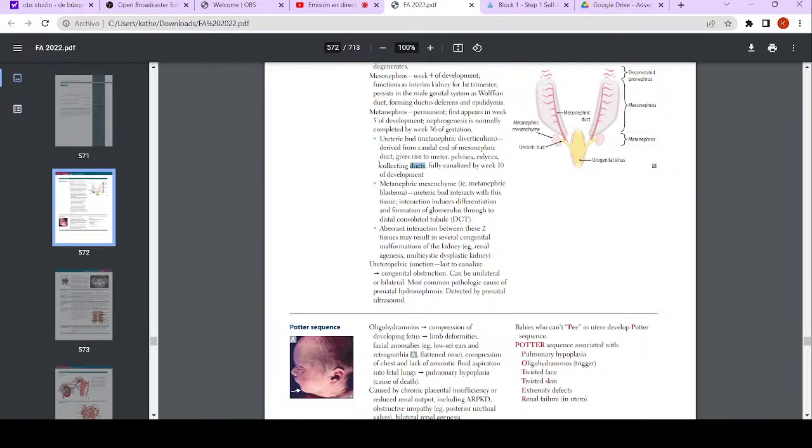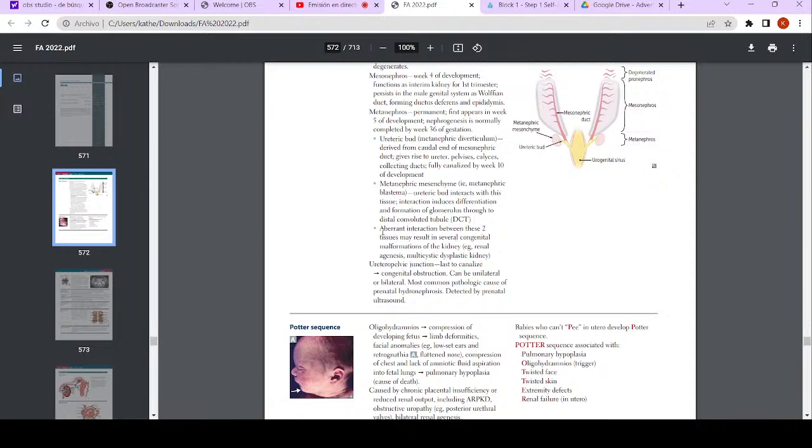And it is important because this is the thing that's wrong in the question. So this one is the answer. And the metanephric mesenchyme, as it says, interacts with the bud, and this interaction induces differentiation of the glomerulus to the distal tubule, and the bud gives the collecting duct and all the structures that come from it.